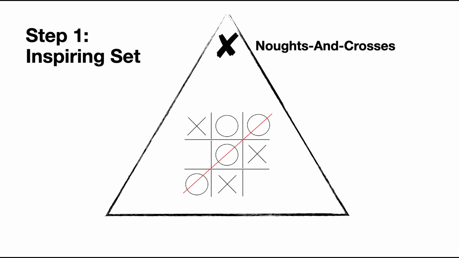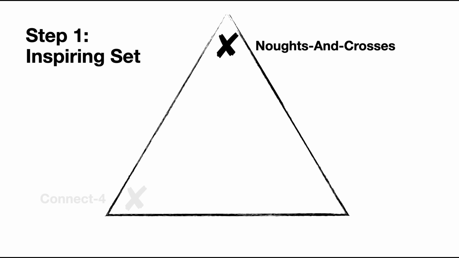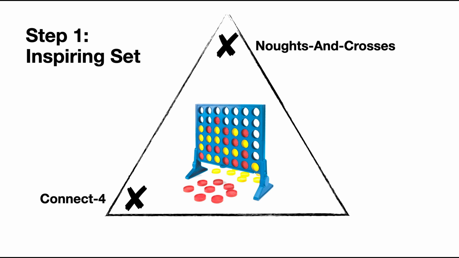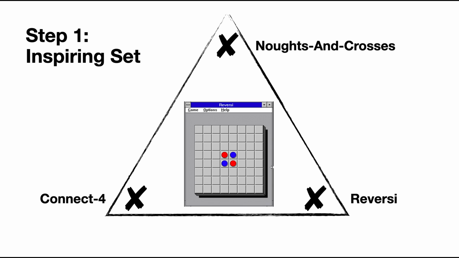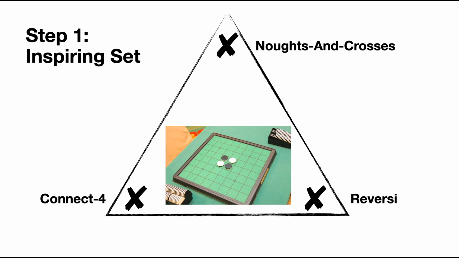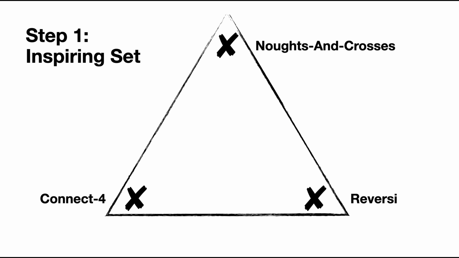So Noughts and Crosses, which you might know as Tic-Tac-Toe, Connect 4, which I used to play a lot when I was a kid, and Reversi, which you may have seen on Windows as a free game, or maybe you've played it with a physical set yourself. So these are all games that fit into our definition of turn-based, two-player, abstract strategy games.